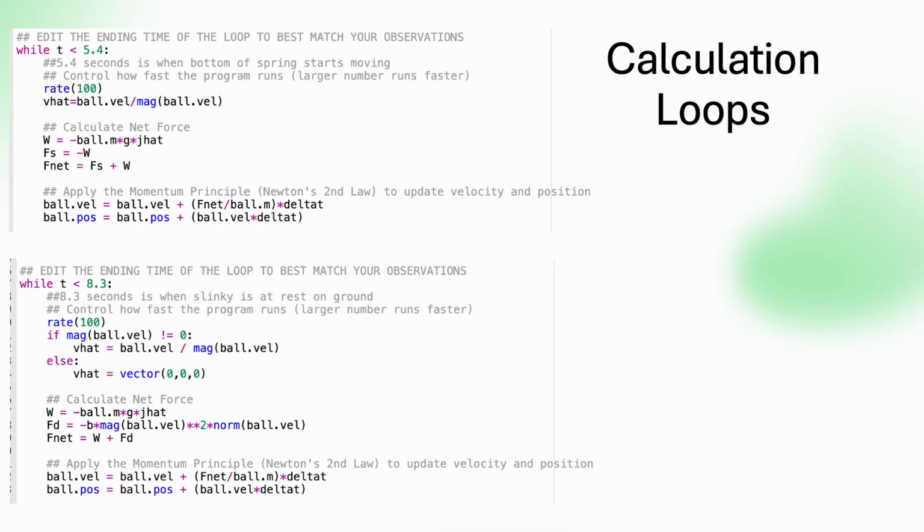Here's our calculation loop, where this loop is before the bottom of the slinky starts moving, so that's why time is 5.4 up here. This calculates the net force acting on the slinky from both gravity and the slinky itself. Using the momentum principle, we're using the velocity update formula and the position update formula we discussed earlier. The same exact process is done up to 8.3 seconds when the video ends, to see if it stays stationary and then starts to move.